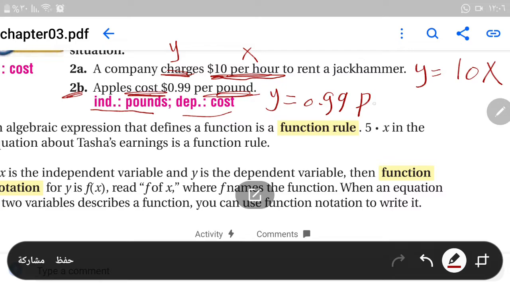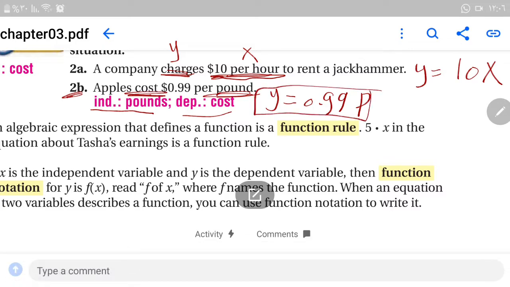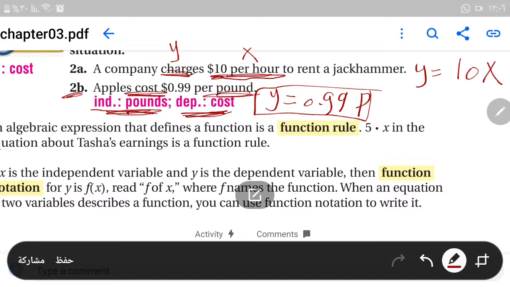So this is the function rule, this is the dependent variable, this is the independent variable. The letters in the rule can be anything, it doesn't matter.